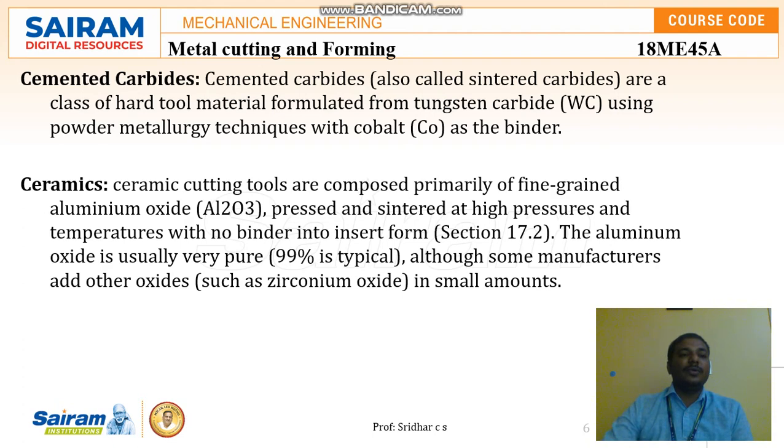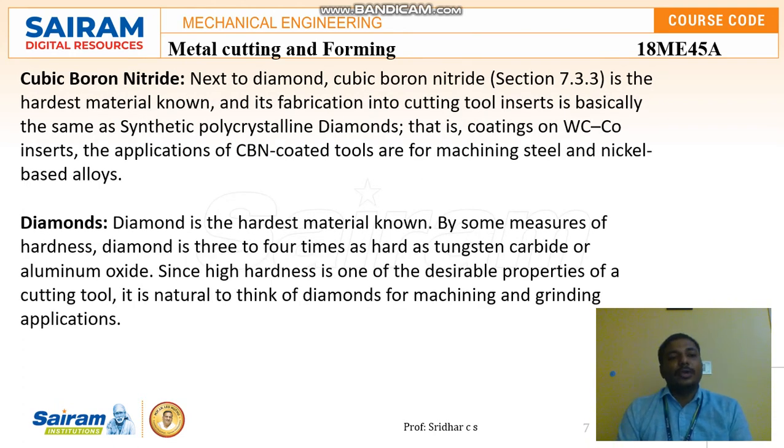The next one we are going to see is cubic boron nitride. Cubic boron nitride is one of the hardest materials, next to the diamond. As we know, diamond is the hardest material used in cutting tools. The fabrication of the cutting tool is basically the same as synthetic polycrystal. These are also used as coated tools. Sometimes we coat the materials in order to increase the strength of the tool for machining. Mainly cubic boron nitride is used for machining steel and nickel based alloys.